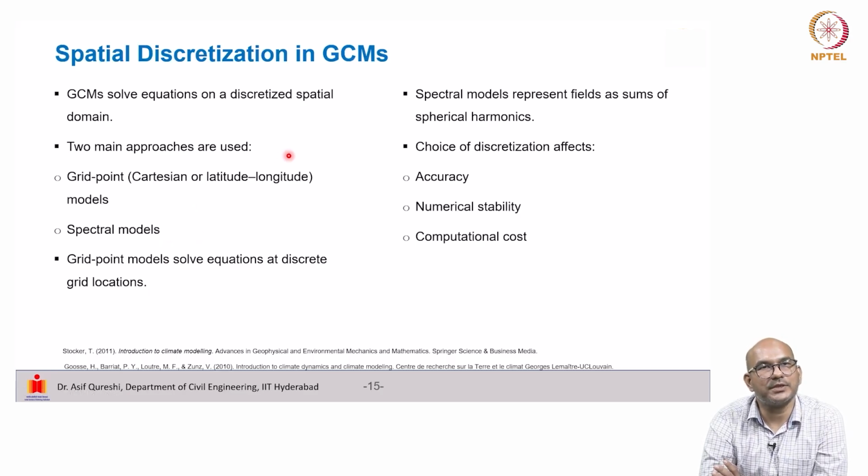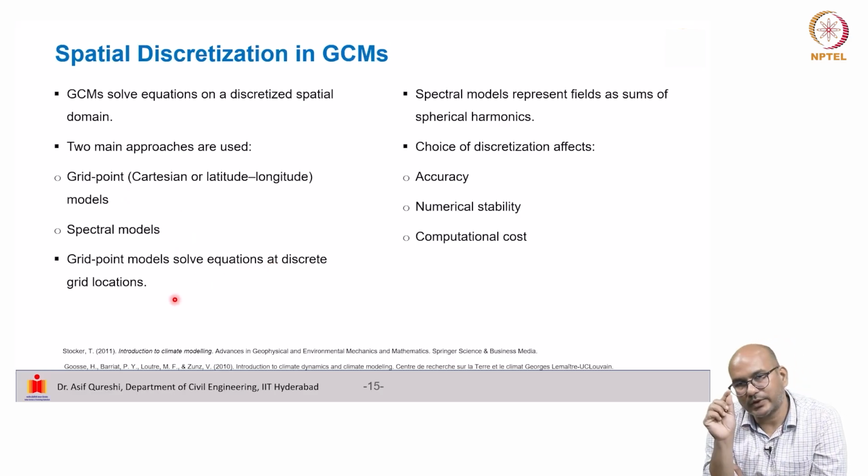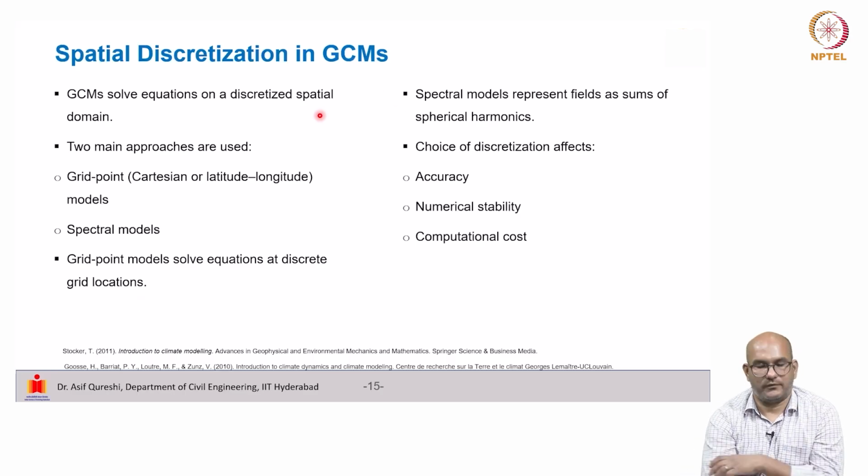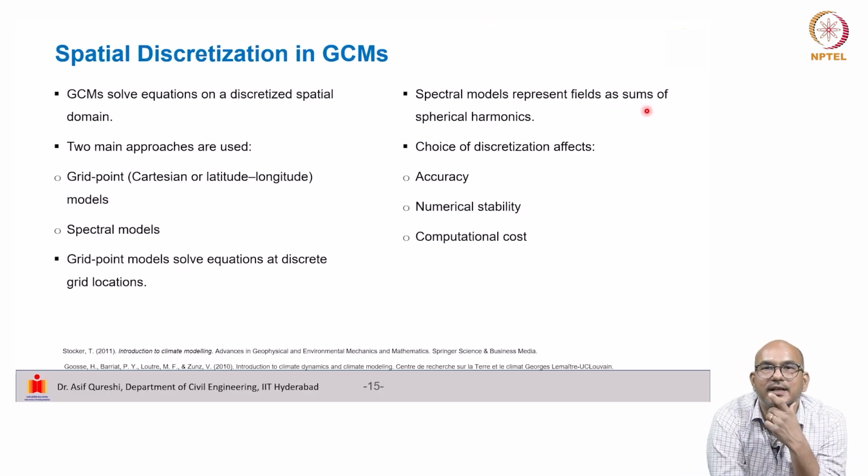Now, there are two main approaches that can be used. One is the grid point model, which would be Cartesian model, Cartesian planes, or latitude longitude based discretization. Then we can also have spectral models. When we talk about the grid point models, they will solve equations at discrete locations in the grid. So, they will solve models at one grid location, another grid, another at discrete locations. Whereas, the spectral models represent the fields as the sum of spherical harmonics.